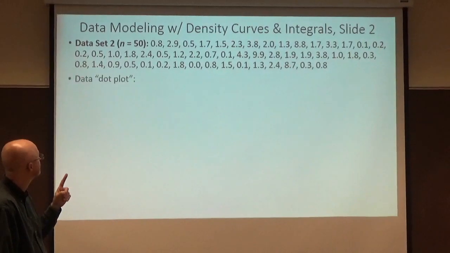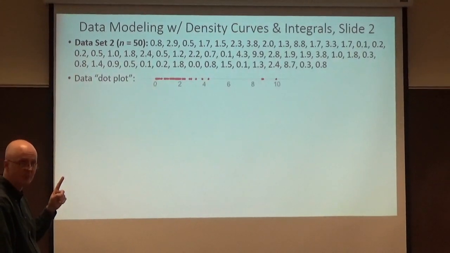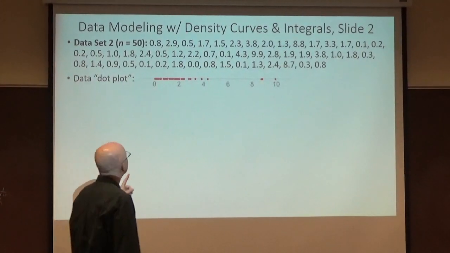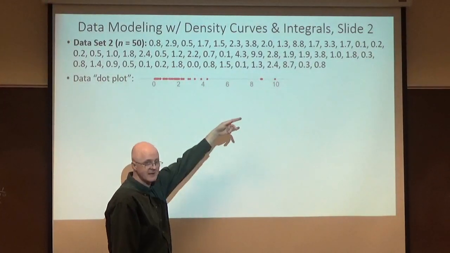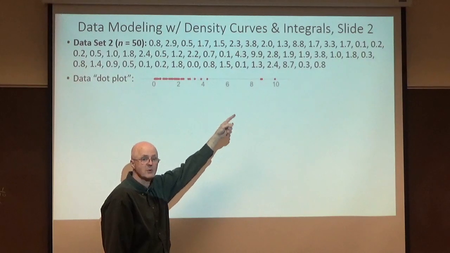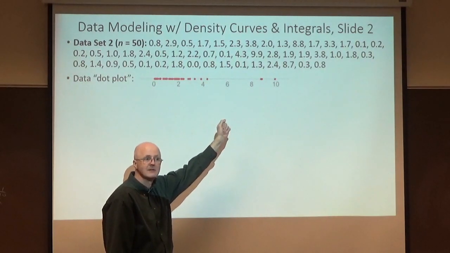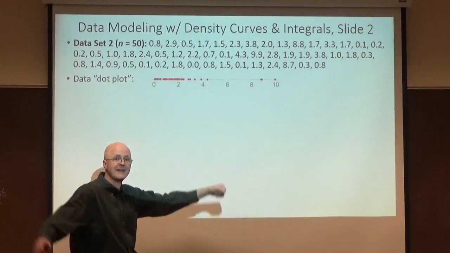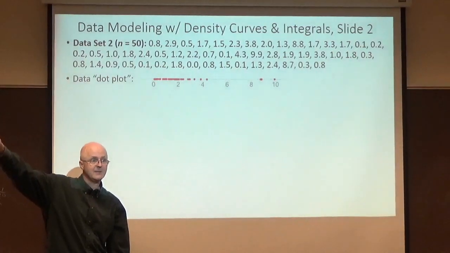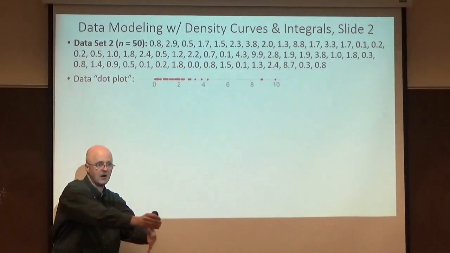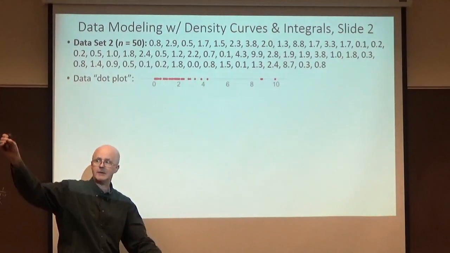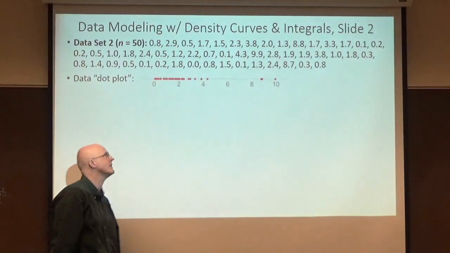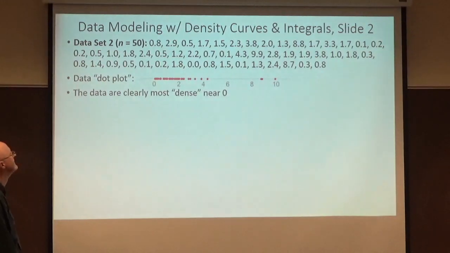And here's a graph that confirms that. There's the dot plot. The data are a lot denser in the small numbers than in the large numbers, though the large numbers do occur once in a while. We would want our density function, our df, to be high when x is small and low when x is big. Maybe a straight line, or maybe an exponential decay? I don't know. Data are clearly most dense near 0.